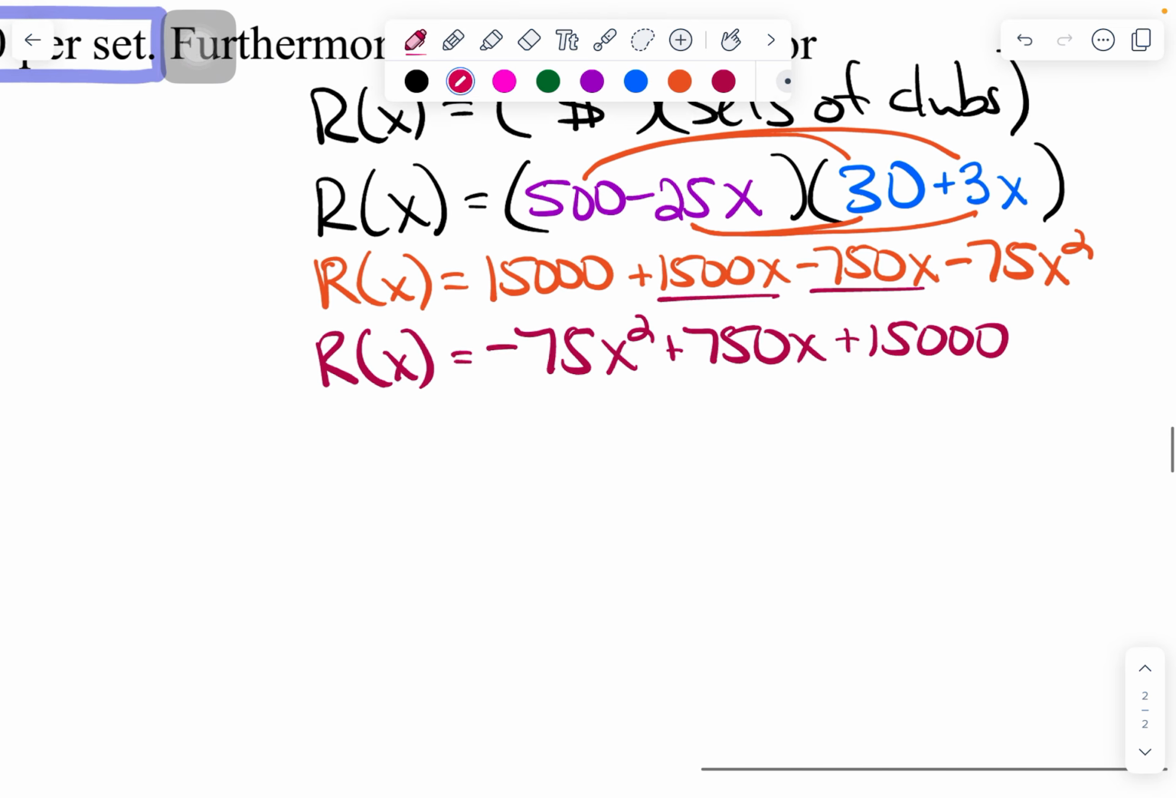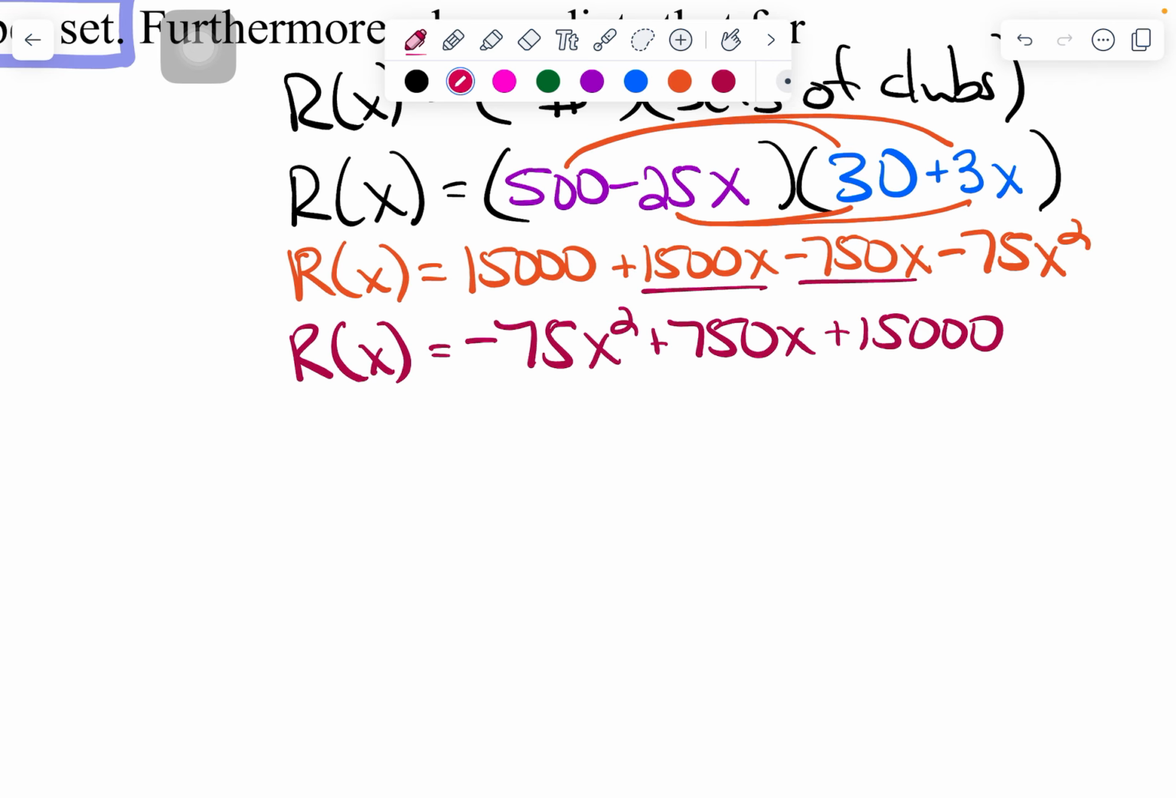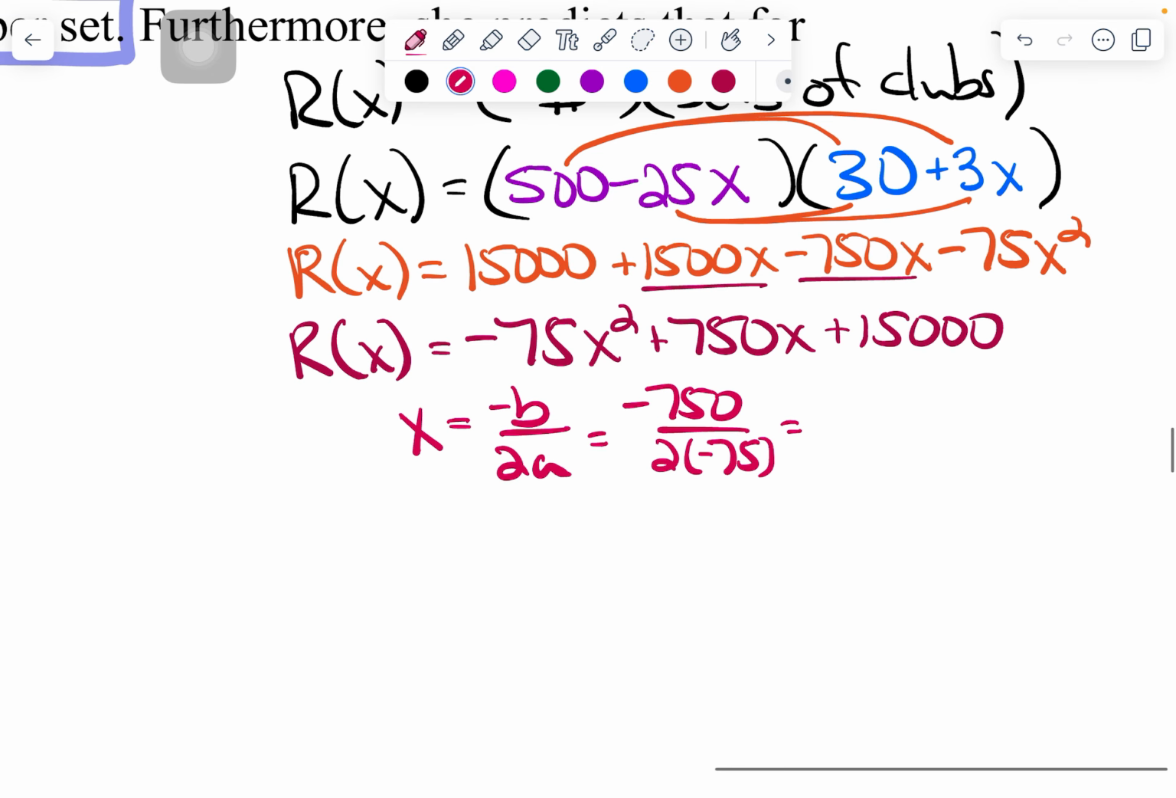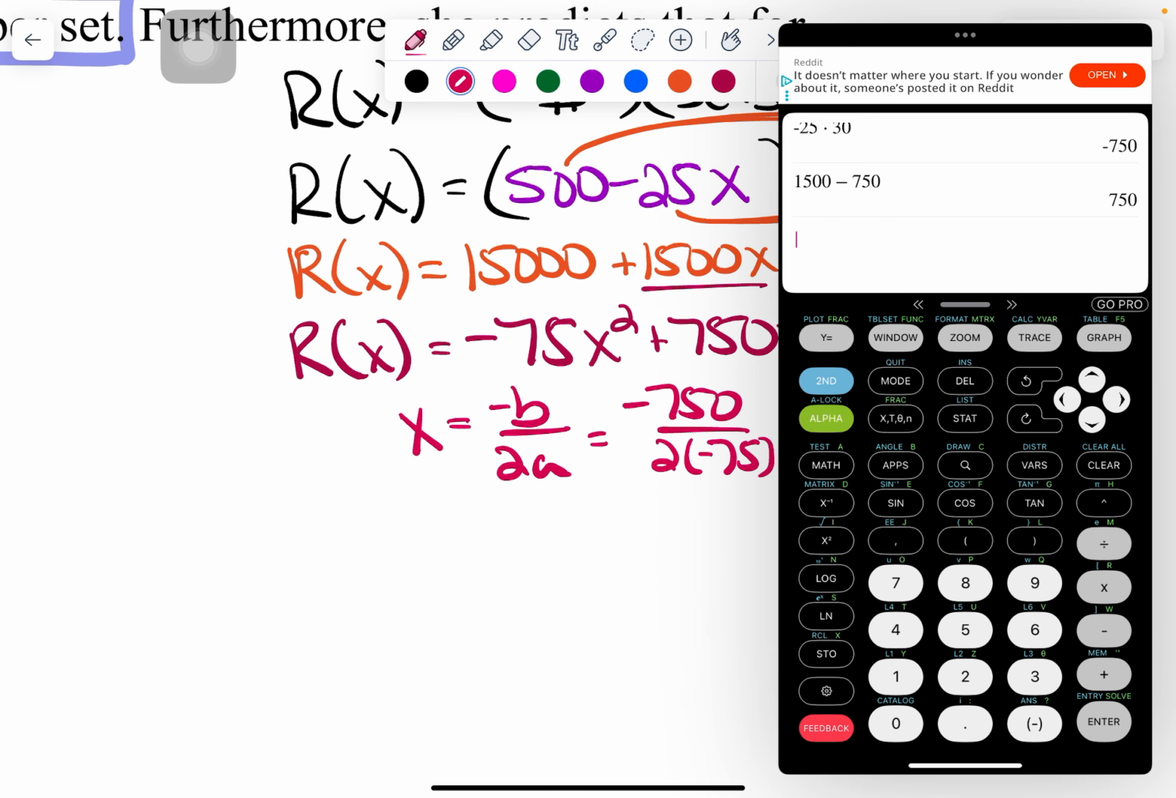So back to my equation, I want to figure out what the X value of my vertex is. So of course, X is equal to the opposite of B over 2A. So opposite of 750 over 2 times negative 75. I said that wrong horribly. So let's see what I get here. This is going to go in a calculator. So negative 750 divided by, now I'm going to close that whole denominator up in parentheses. So 2 times negative 75. All right, that's a 5.